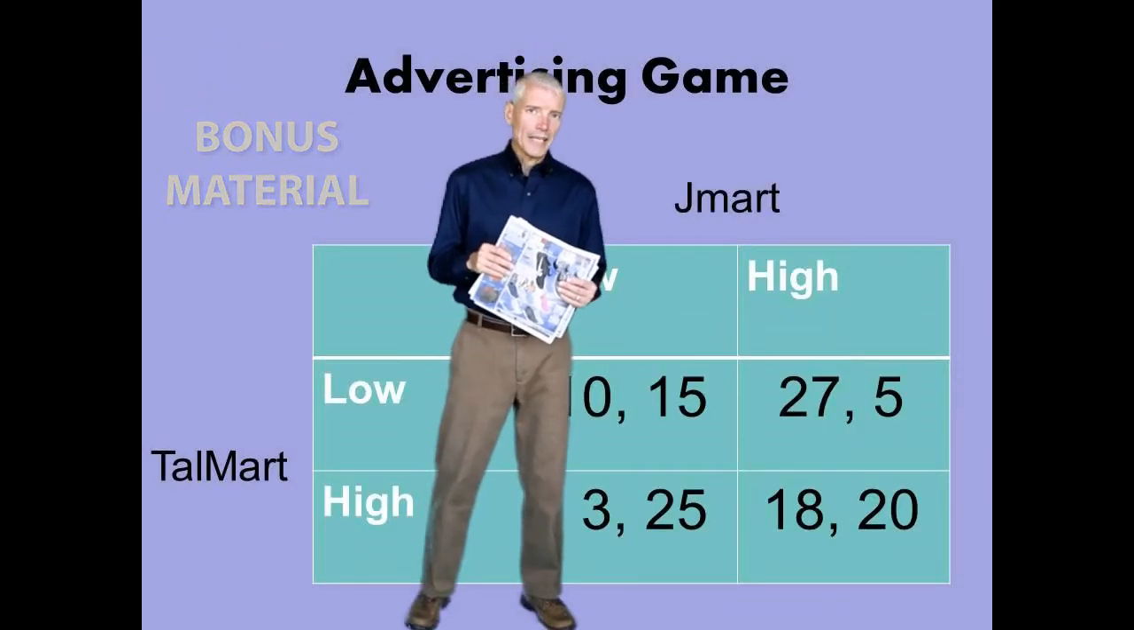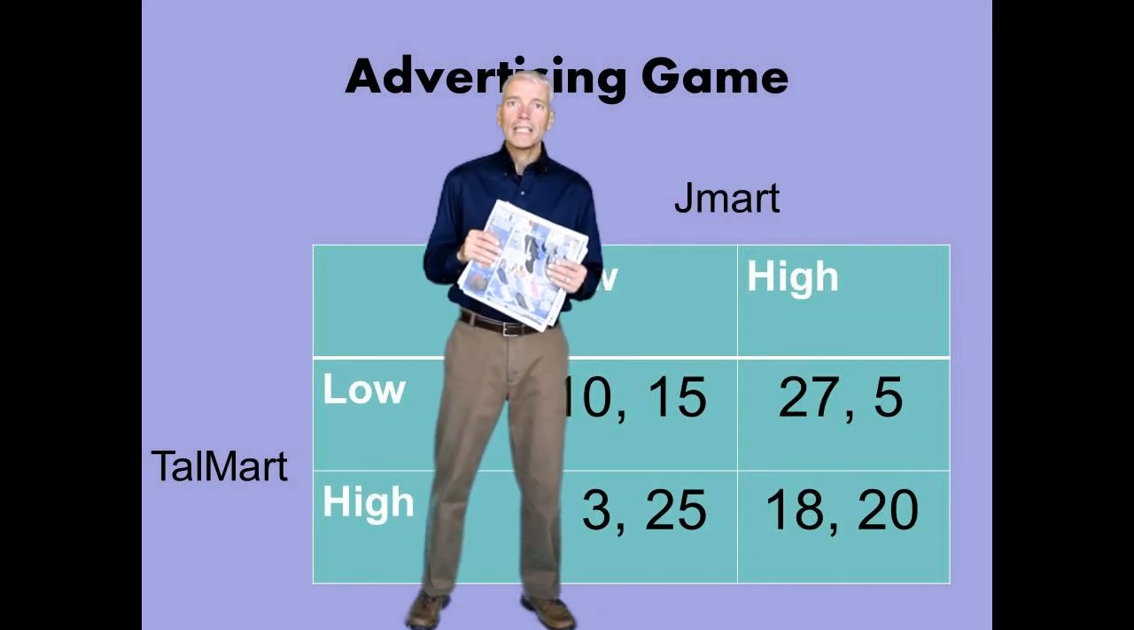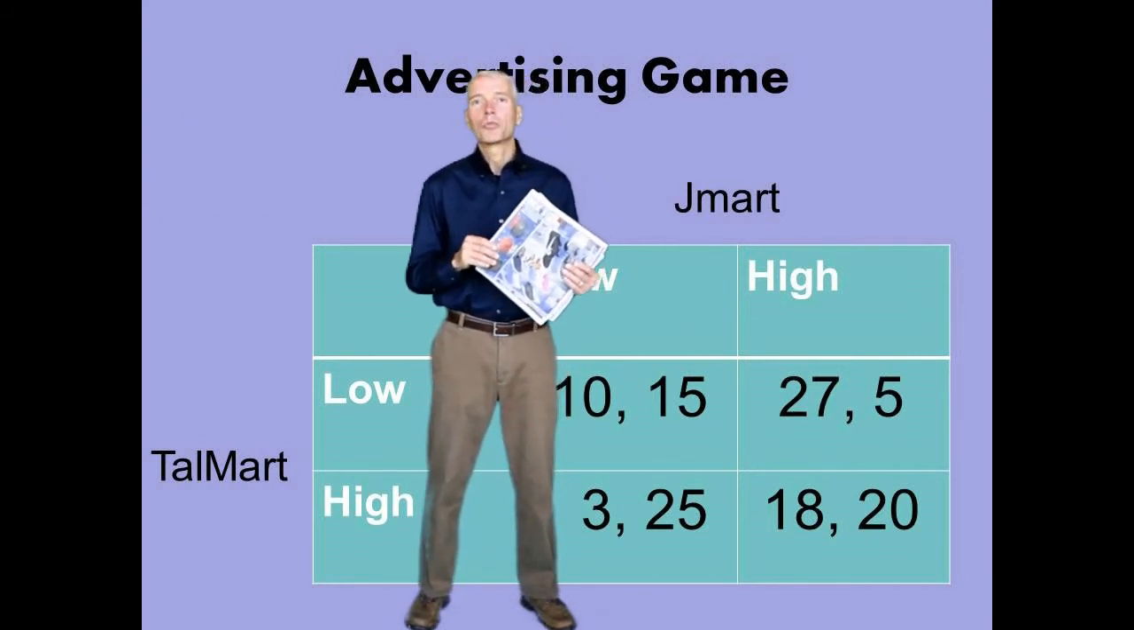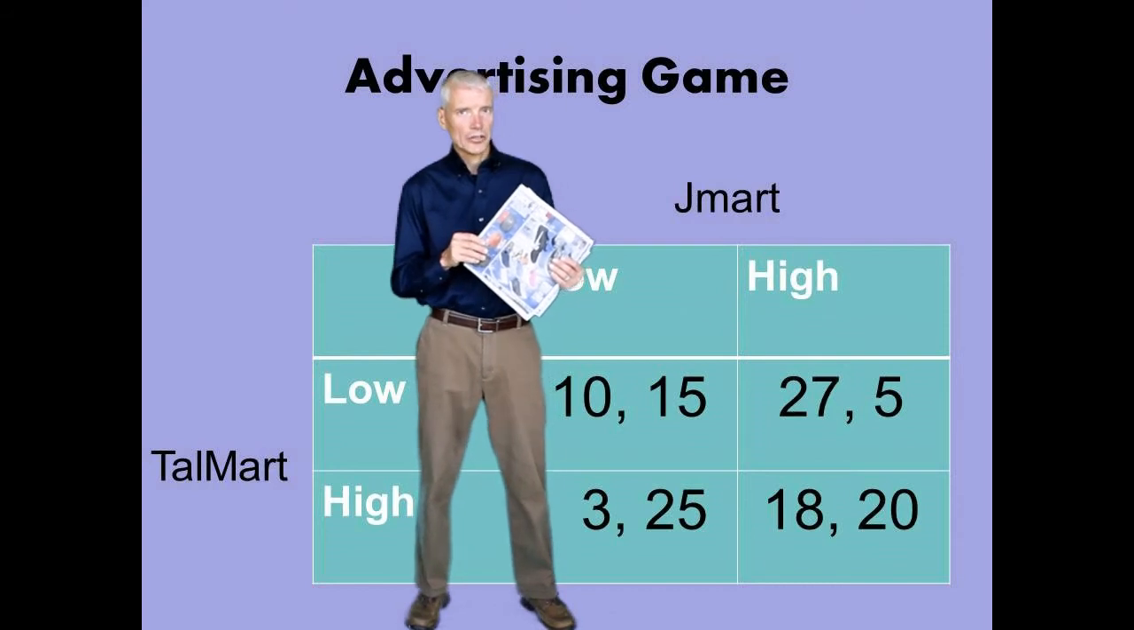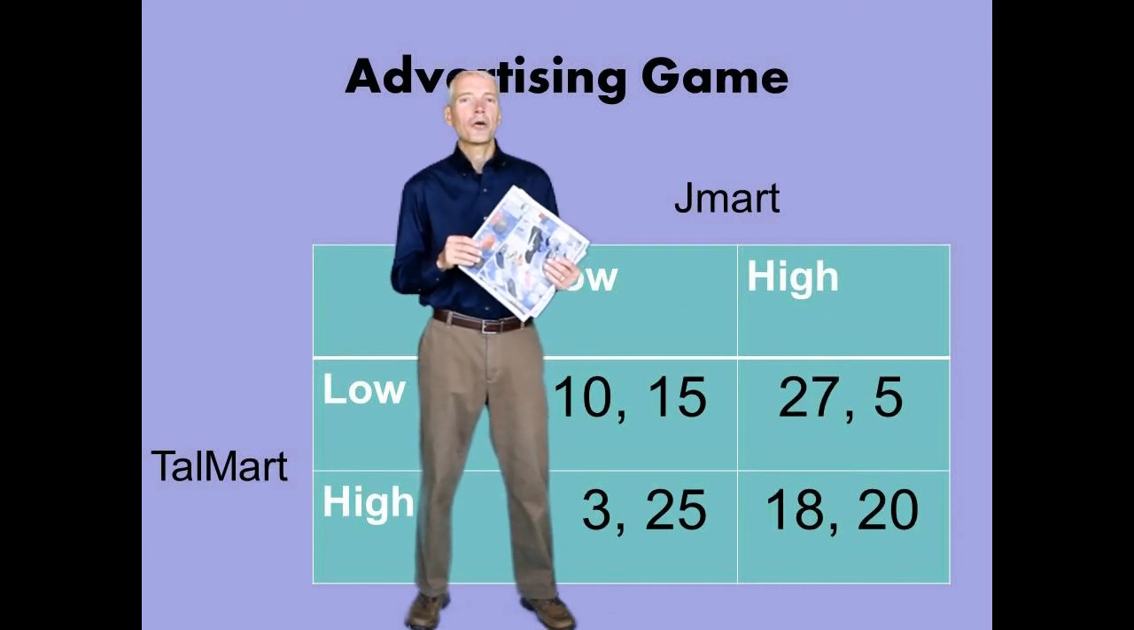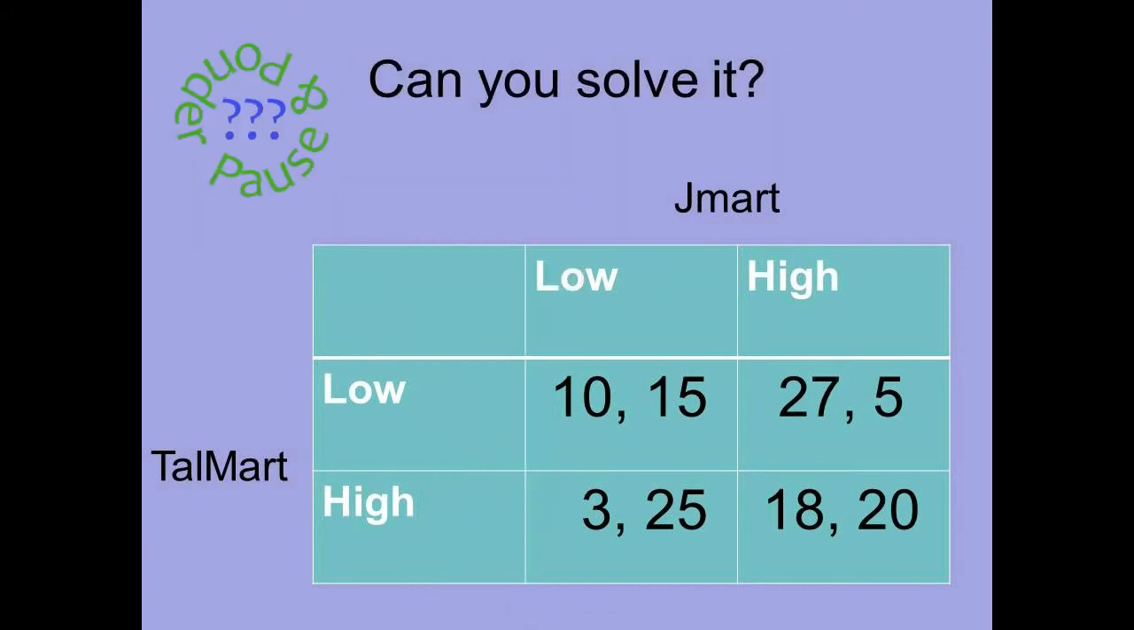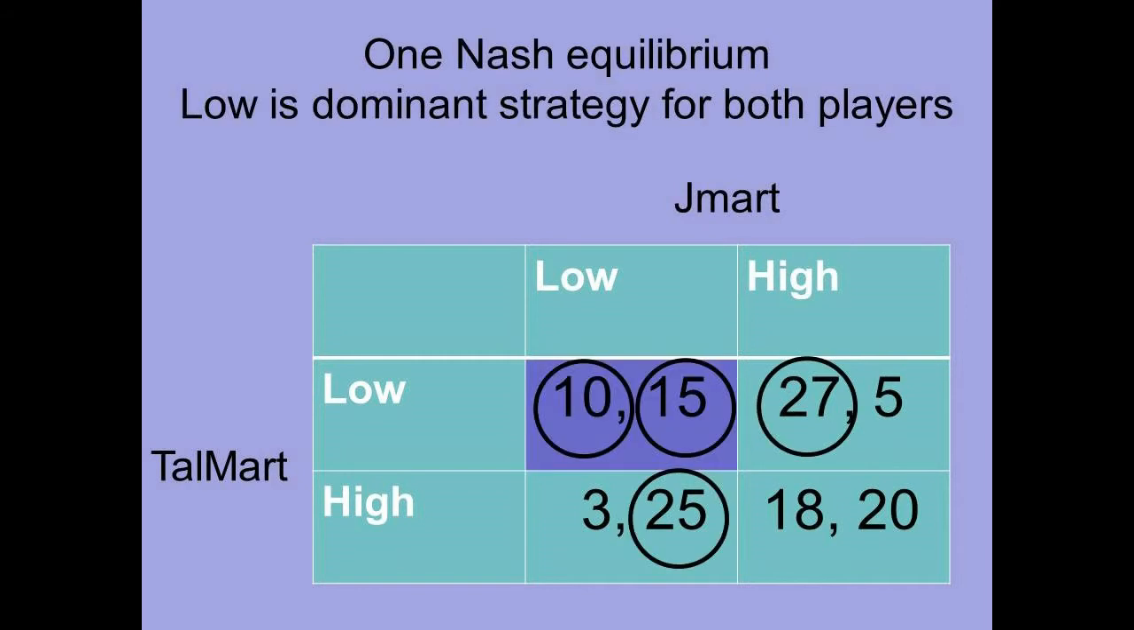In the advertising game, J-Mart and Tall-Mart must each decide whether to put high or low prices in the Sunday advertising circular. They make that decision not knowing what the other player will do. Pause the video now if you'd like to try to find any dominant strategies or Nash equilibria. This game has one Nash equilibrium of both players choosing low prices. The strategy of charging low prices is also the dominant strategy for both players.